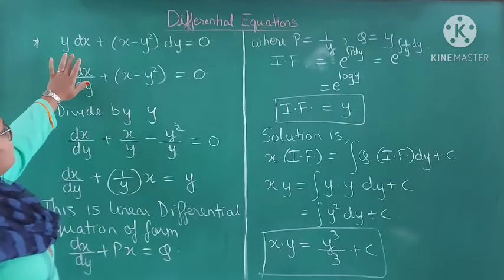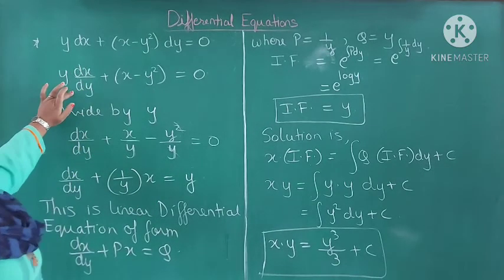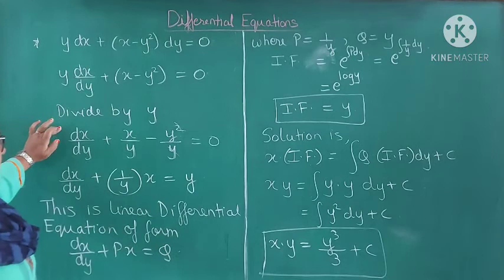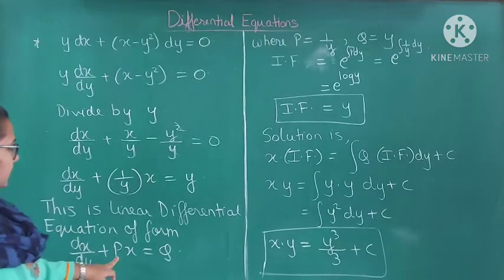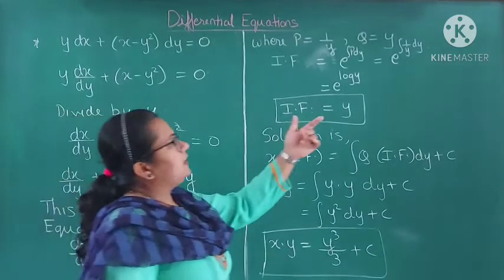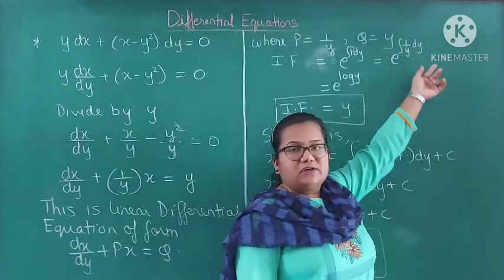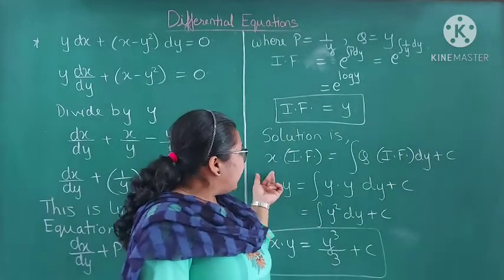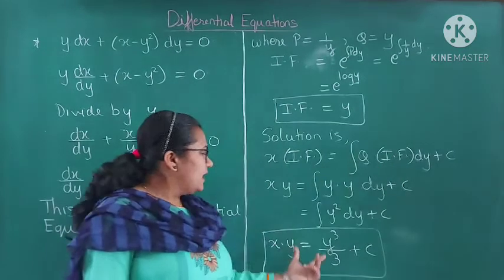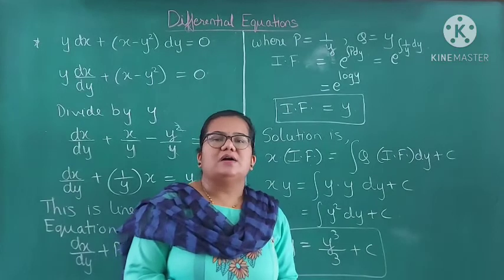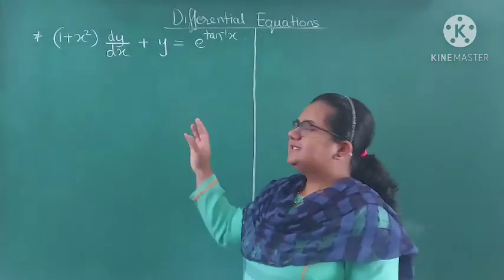Clear? So first we brought it to the form of dx upon dy, then divided by y, and you get the linear differential equation of the form dx upon dy plus p into x. So the integrating factor is with respect to dy. Here also it will become x into integrating factor and integration with respect to dy, and simplifying you get the answer. Okay. Now let us see the next example.